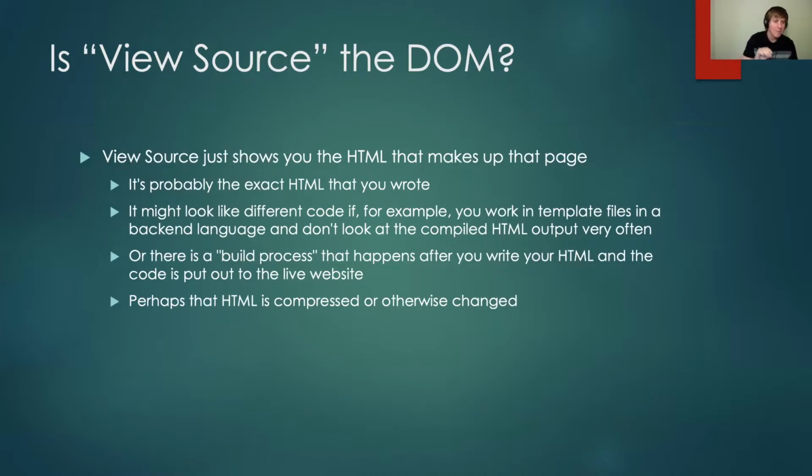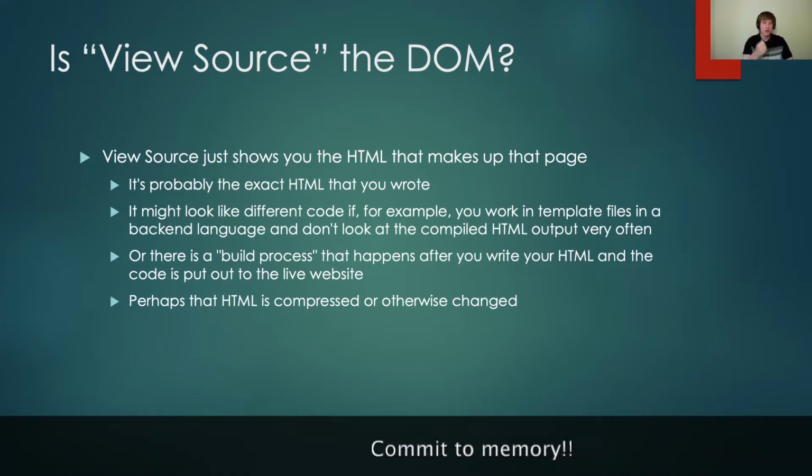Like I said earlier, it might look a little bit different if, for example, you're working in template files in a backend language and don't look at the compiled HTML output very often. Or there's a build process that happens after you write the HTML and the code is put out to the live website. Perhaps that HTML is compressed or otherwise changed. So it's one step closer. You're going to see differences from the local machine based off the code that's on the view source, but that doesn't make it the DOM. So if I ask you on an exam, is viewing the source in the browser a representation of the DOM, you're going to say false.